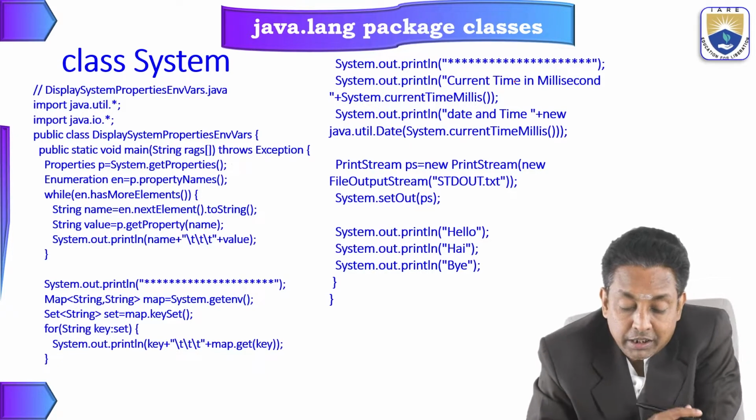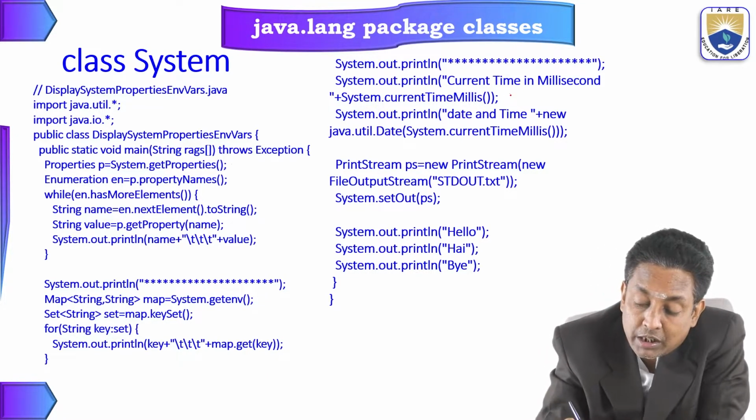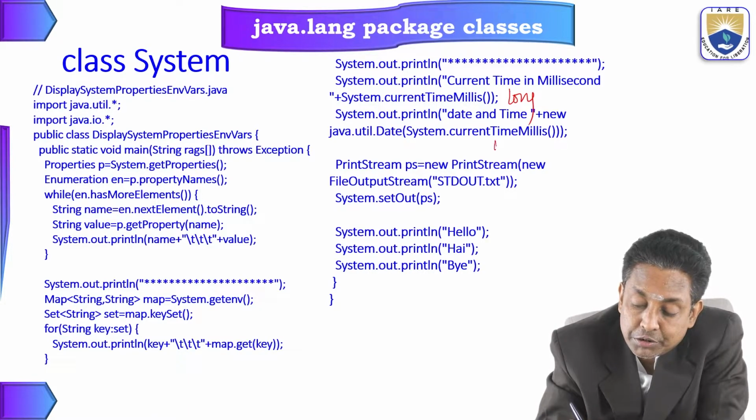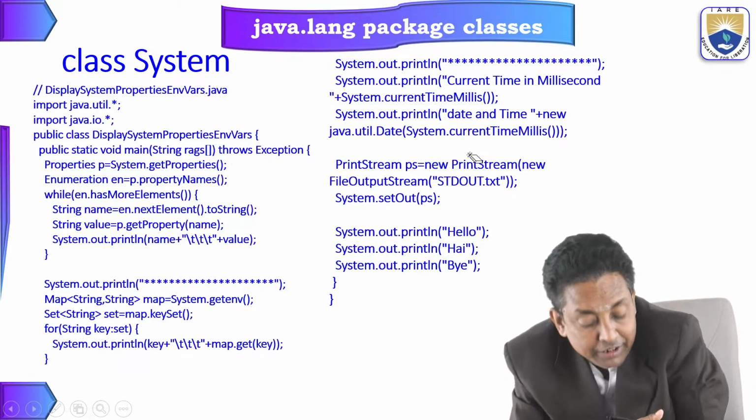currentTimeMillis will print the current system time, date and time. This will show us the long value. This will show us the date and time.